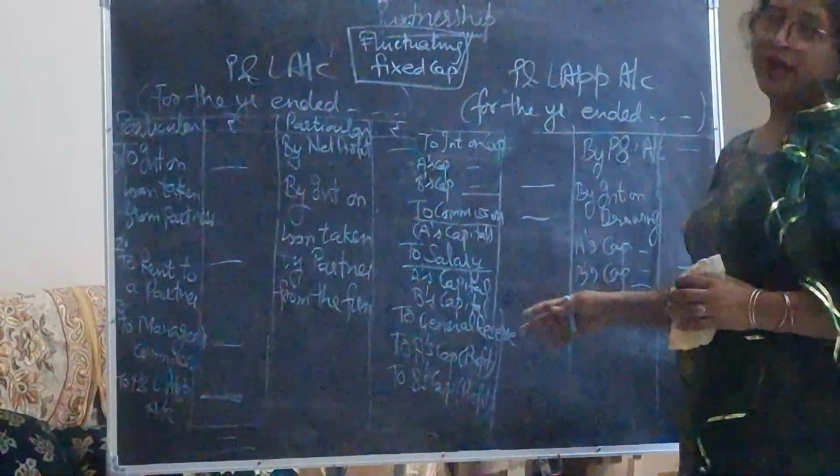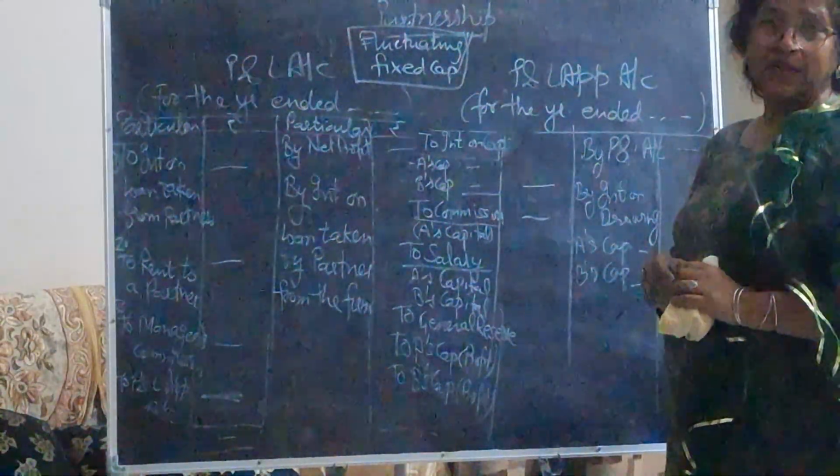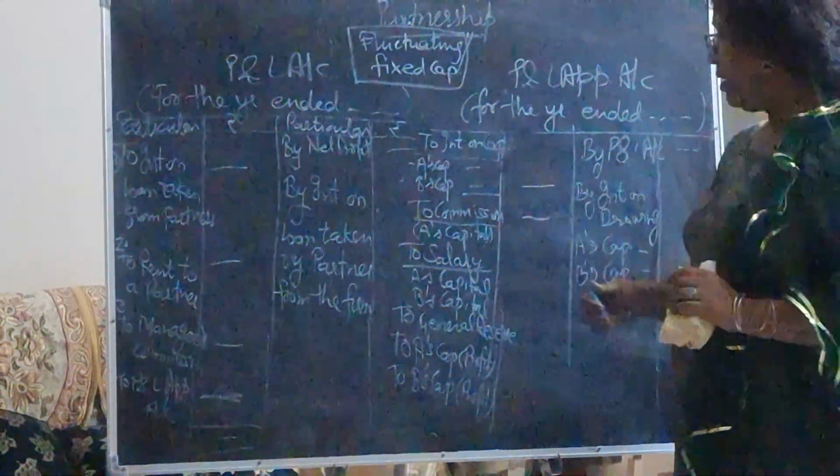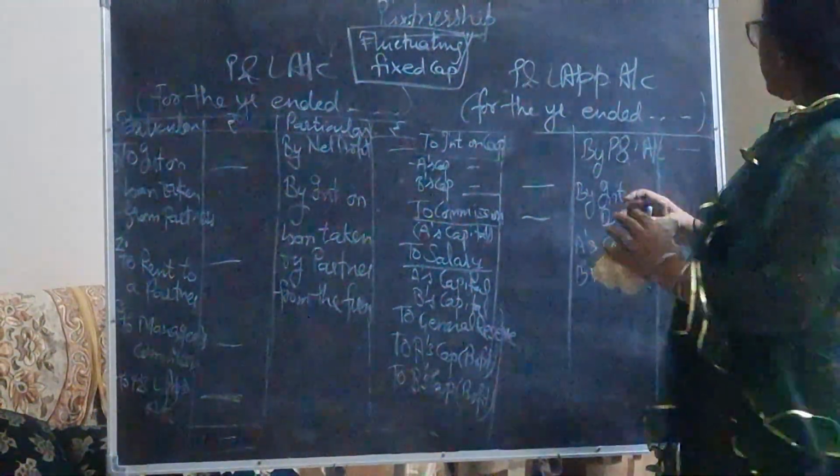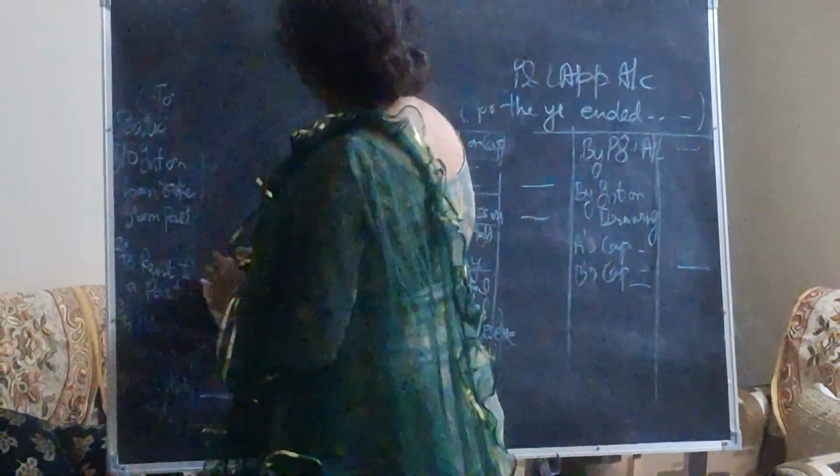So how to divide all these to the partners in different heads? Clear? So I hope this is clear to you, children. So to move further, how we'll do the journal entries of these? Because yesterday we have done the journal entries in that form only.